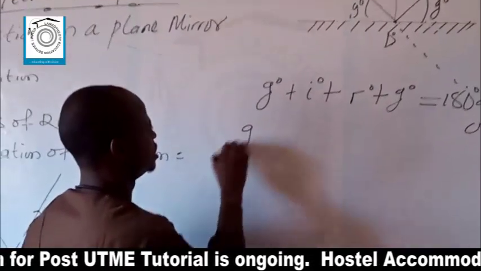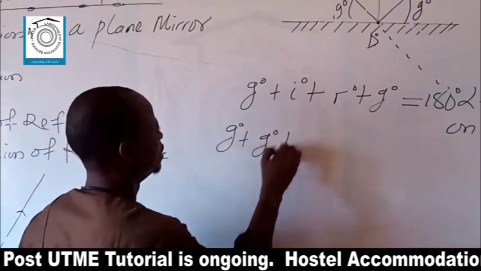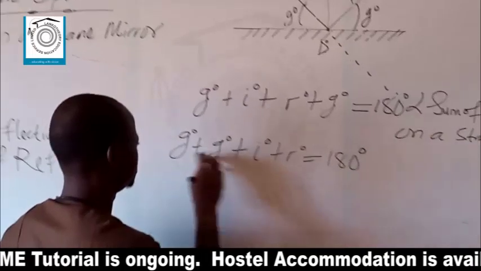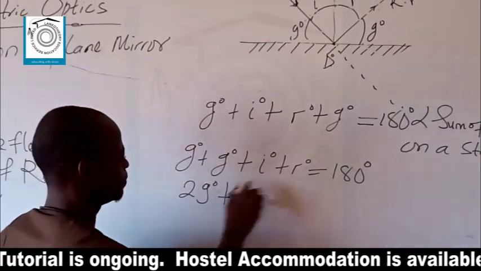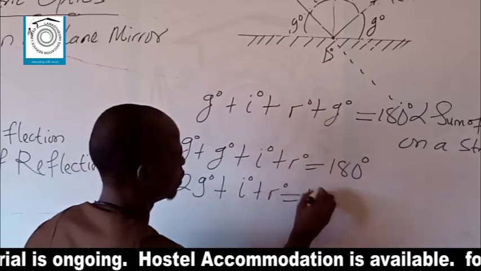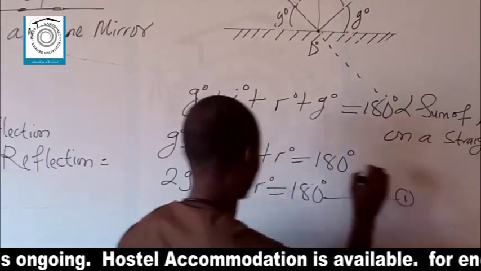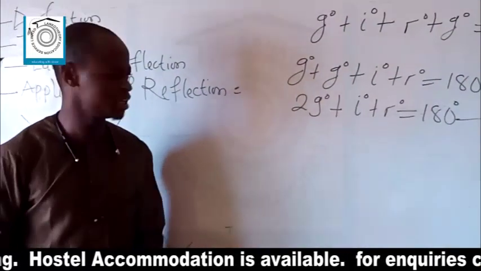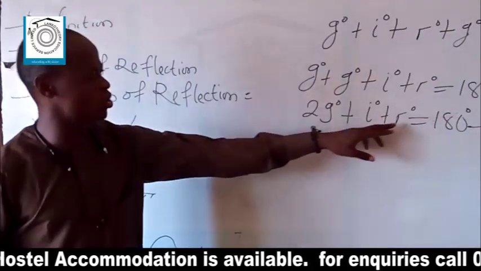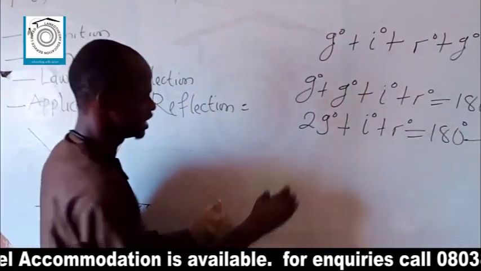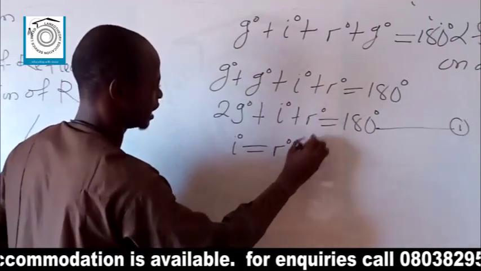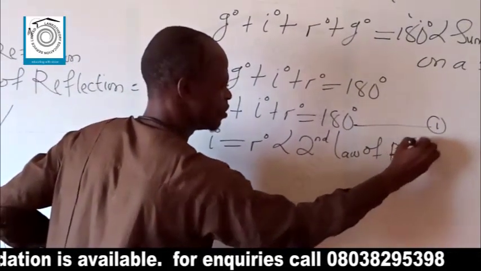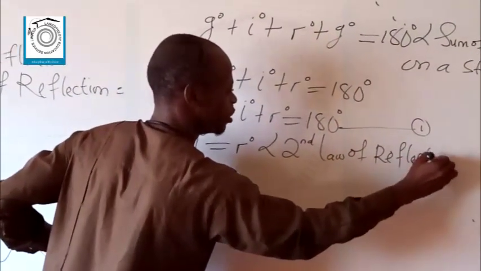So what do you have here? This is G degree, rearranged, plus G degree, plus the incident angle I degree plus R degree equal to 180 degrees. G plus G will give us 2G degree. So 2G degree plus I degree plus R degree equals 180 degrees. I can call this equation 1. But I want to recall the second law of reflection, which I explained before, that the angle of incidence is always equal to the angle of reflection. So I can set I degree equal to R degree.